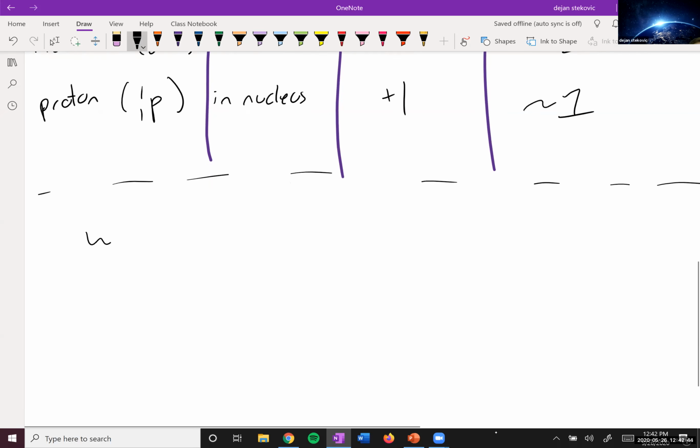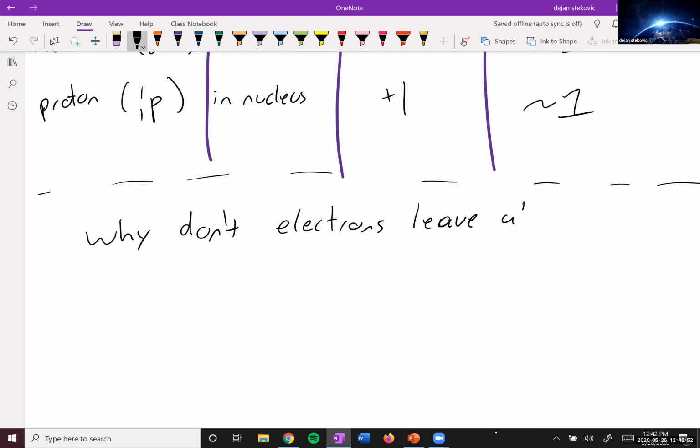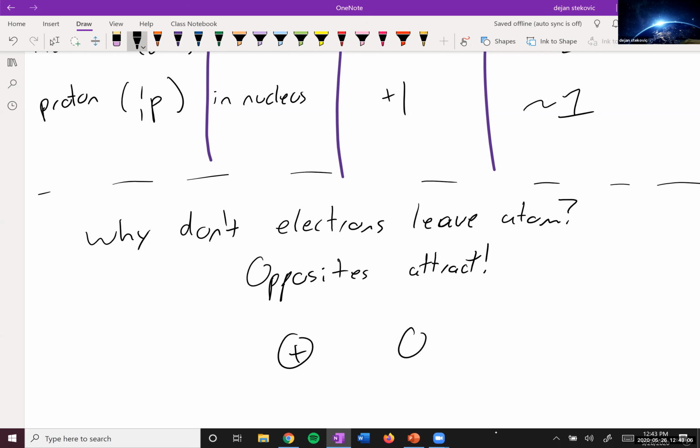The last thing we want to cover here real quickly is why don't electrons leave the atom? And so you should know the answer to this, and that's because opposites attract. Right, inside the nucleus, we have a positively charged proton, and then outside the nucleus, we have a negatively charged electron, and then there's going to be an attraction between the two. And thus, the pull of the protons keeps the electron from leaving. So know about the parts of an atom.